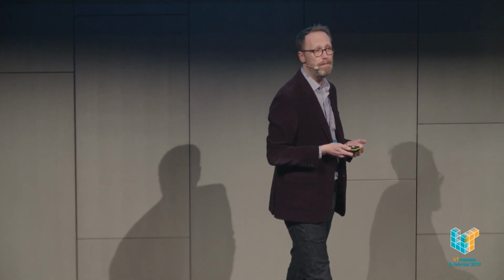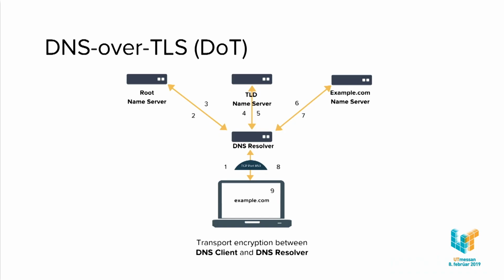So there was a task force created by the IETF, the Internet Engineering Task Force, called DPrive, or DNS Privacy. It was tasked with fixing this. And hence, DNS over TLS, or DoT, was born.